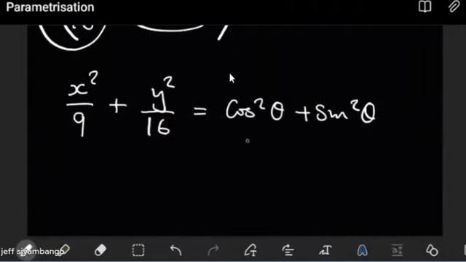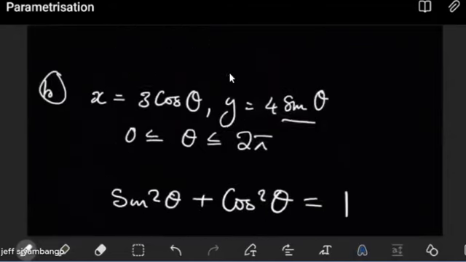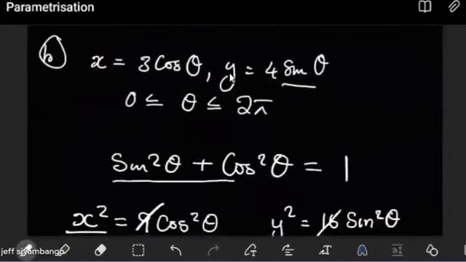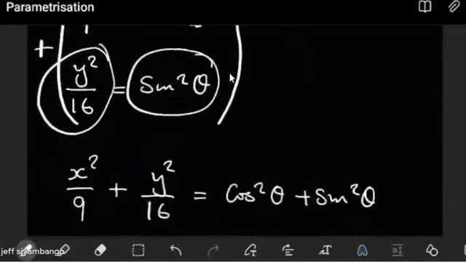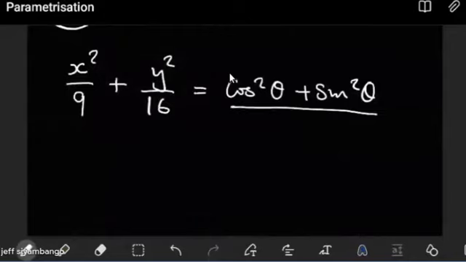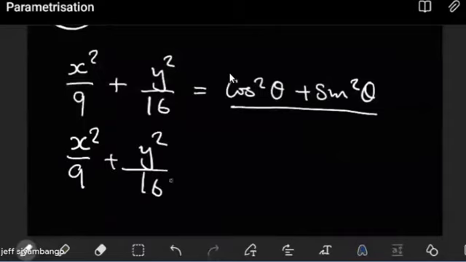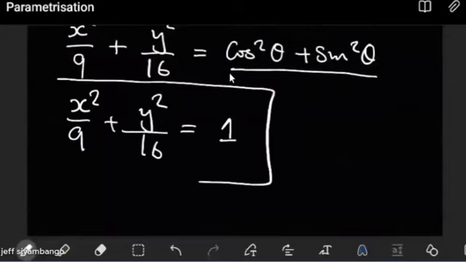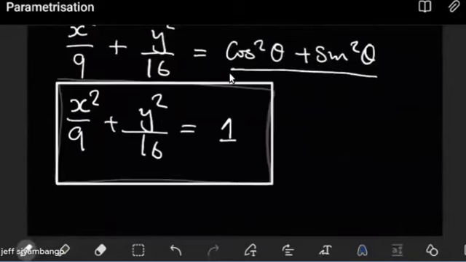So notice that in my definition of the identity, I had sine squared plus cos squared being equal to 1. Here it doesn't matter whether you start with sine squared plus cos squared, or you start with cos squared then plus sine squared. The same thing. So here we have this. Again, this is what simplifies to become 1. So this is the equation of the curve we're looking for.